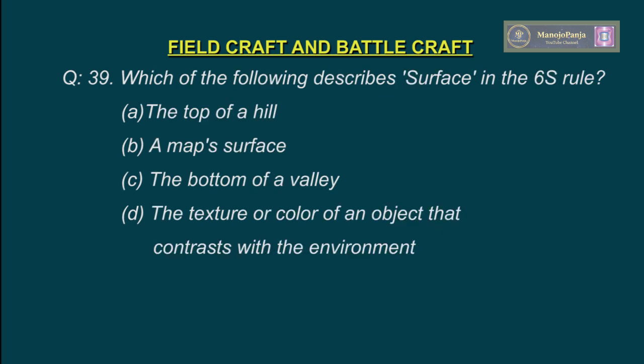Question 39. Which of the following describes surface in the 6S rule? A. The top of a hill. B. A map's surface. C. The bottom of a valley. D. The texture or color of an object that contrasts with the environment. Right answer D. The texture or color of an object that contrasts with the environment.